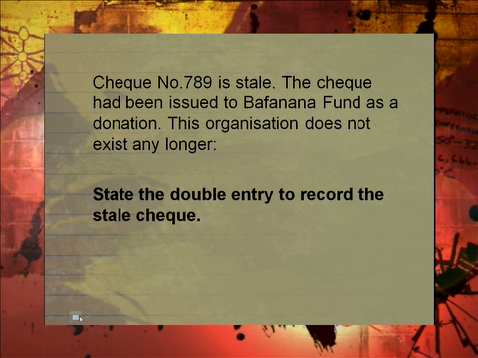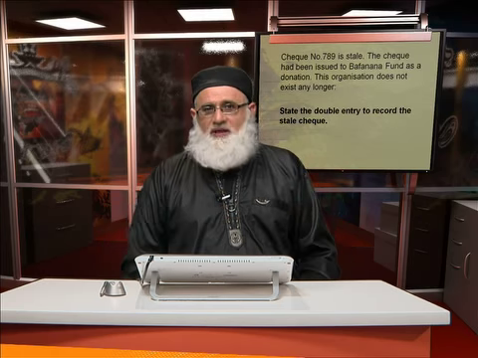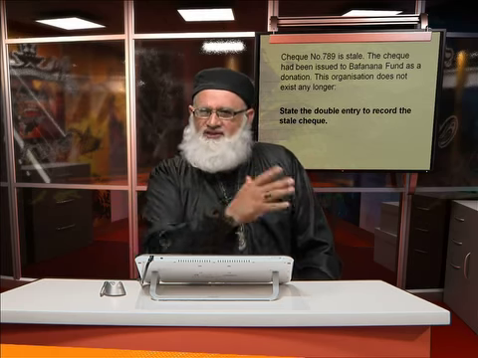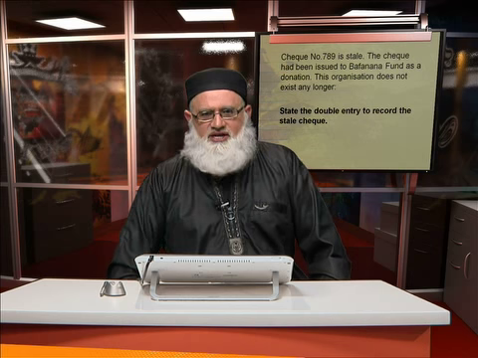Let's look at this one here. Check number 789 is stale. The check was issued to Bafanana Fund as a donation. This organization does not exist any longer. The question says, state the double entry to record a stale check. Before we go there, just a bit of background information on a stale check.